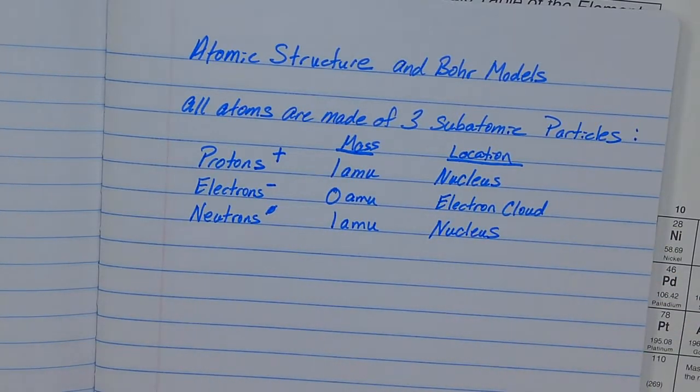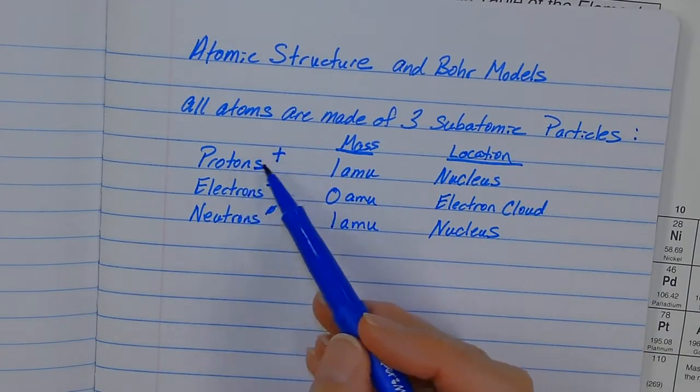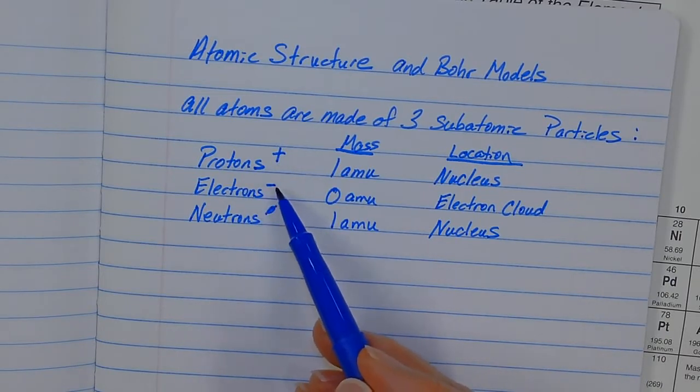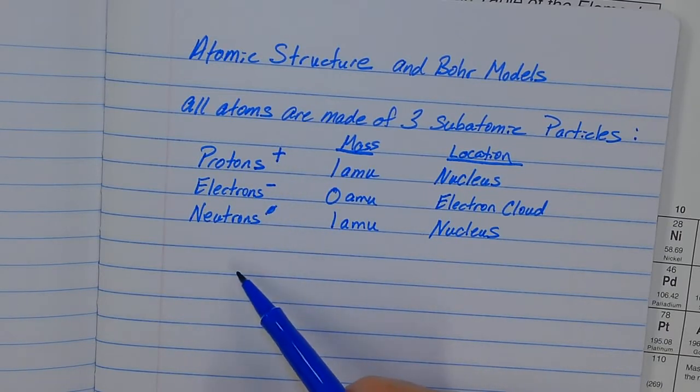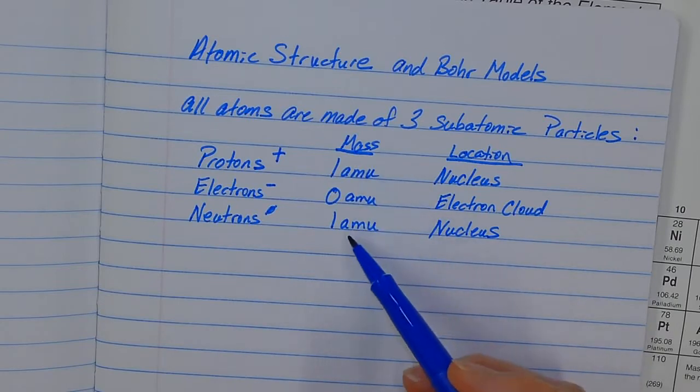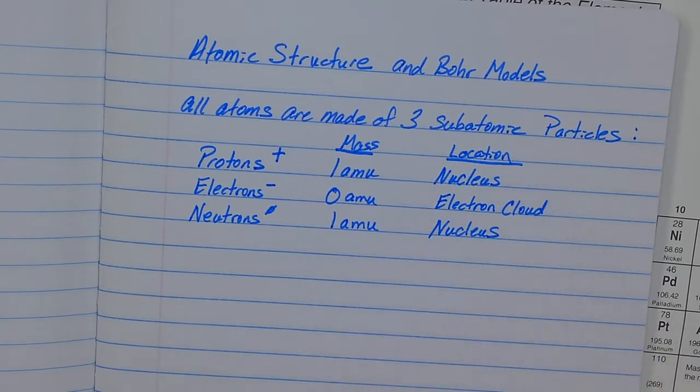So these are the three subatomic particles that you are going to be responsible for. You need to know their charges. Protons are positive, electrons are negative, and neutrons have no charge. You're going to need to know the masses of them and where they are located in an atom.